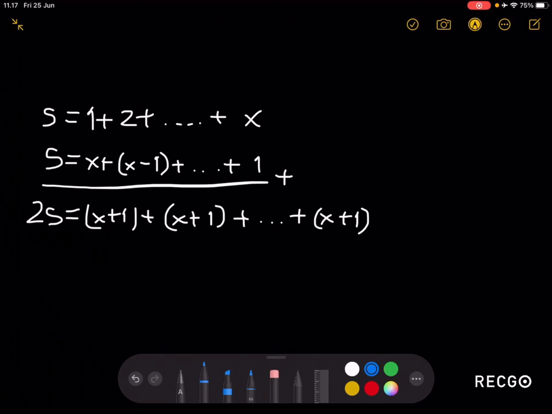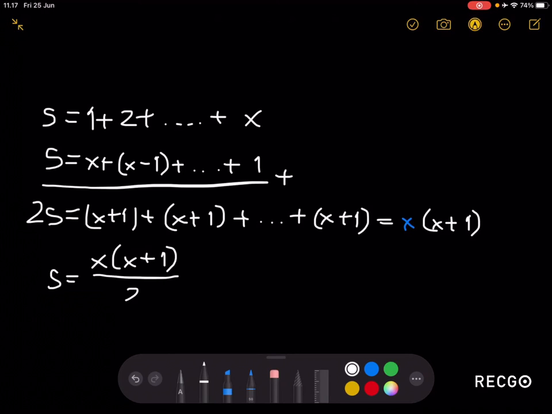Notice here that we have x terms of x plus 1, since we have x terms in the first original sum right here. So therefore we can write this into a multiplication expression. We have x times x plus 1. And to find the original sum itself, we can just divide both sides by 2. So hence, we have our sum is equivalent to x times x plus 1 over 2 as desired.